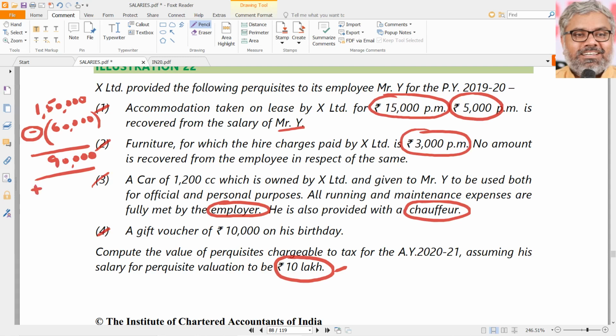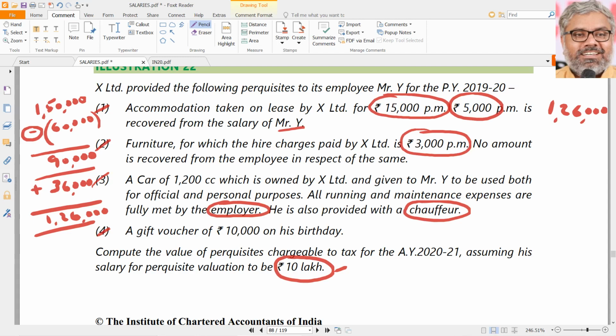Then add furniture, where the company itself is paying higher charges of 3,000 rupees per month, which means 36,000 rupees per annum. Add them. So what is the total value of rent-free furnished accommodation? 1,26,000. So that is the first thing. Let us take 1,26,000 as the perquisite value in respect of rent-free furnished accommodation.